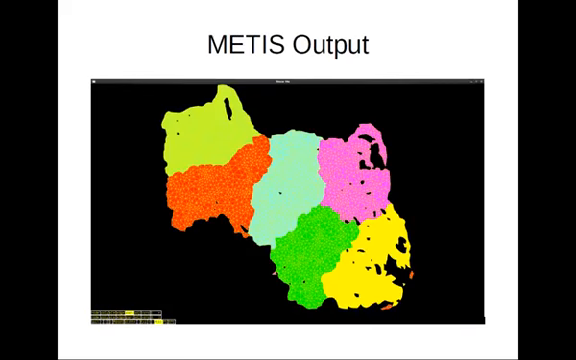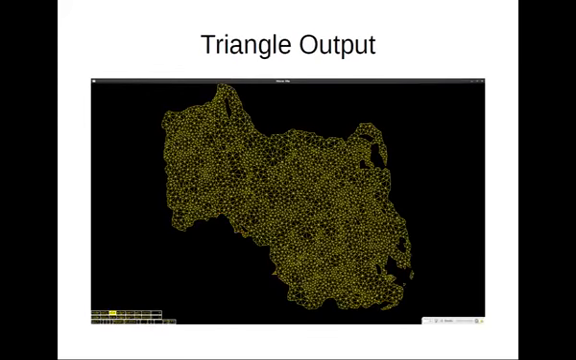And then METIS, which is a... So there's a question here. Sure. So, Dr. Ogden, this is Otto. I'm wondering about the water bodies here. Like, you're representing them as part of the mesh or the nodes? How are they represented here? So these holes that you see in the triangle output, those are water bodies.